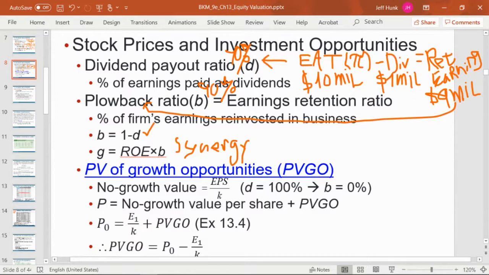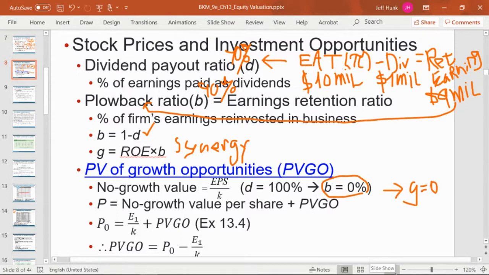So then, think about it. If there is no plowback, if this is zero, right? If everything is paid out as dividend, then the plowback ratio is zero. And of course, the growth rate will be zero, right?